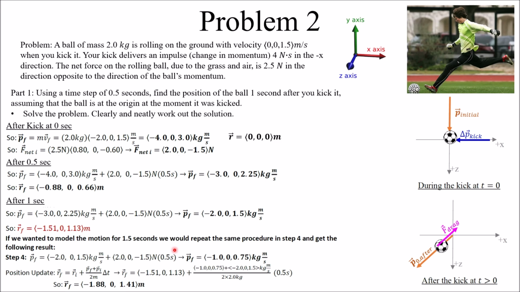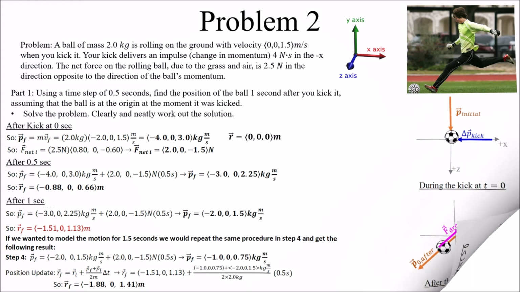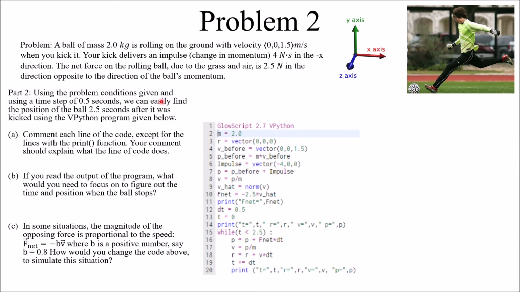All right, we'll move on to the second part of this problem. The second part is basically dealing with the same stuff but using coding. We can use VPython, plug in our information here, and it gives us these lines of code numbered 1 through 20. What we want to do for part A is comment each line of code, except for certain lines like the print function lines, and explain what that line of code does.